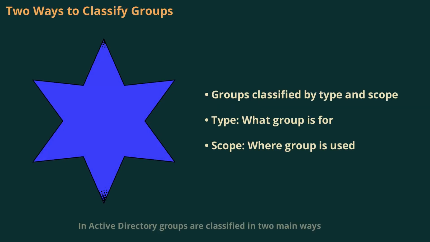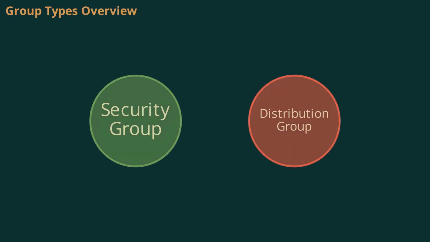In Active Directory, groups are classified in two main ways, by type and by scope. Group type defines what the group is used for, such as security or email distribution. Group scope, on the other hand, determines where the group can be applied within the AD environment. Understanding both classifications is essential for designing an effective permission structure that meets your organization's needs. Let's start with group types.